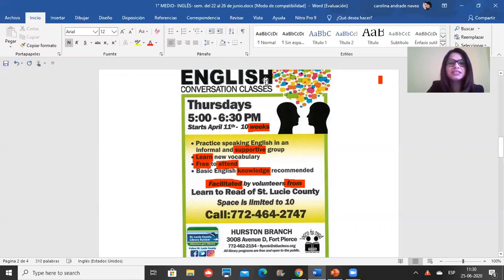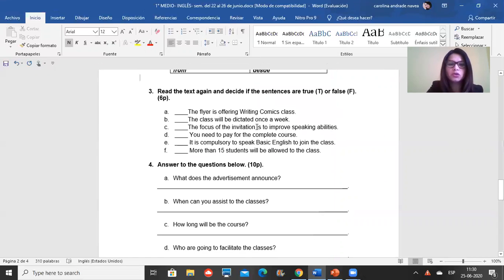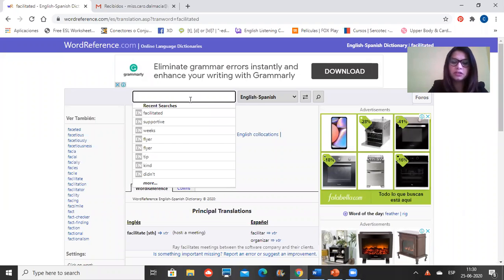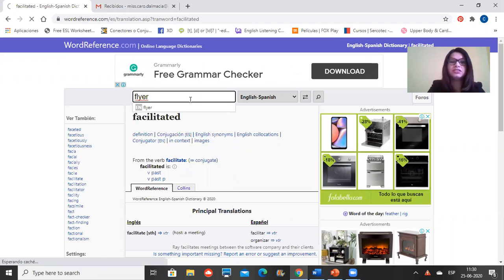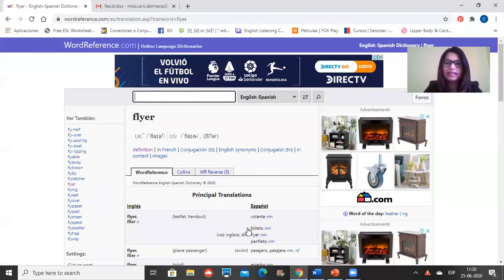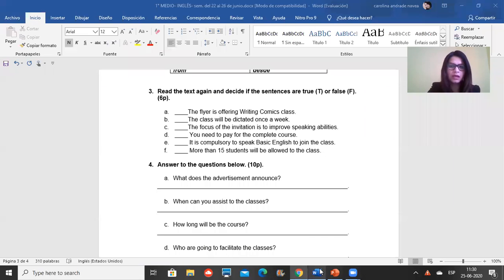Okay, so English conversation classes, right? I have to read it again in order to answer the true or false. It says, the flyer is offering writing comics class. What is flyer? I don't know the meaning of flyer, so I can go again to the dictionary and look for the meaning. So we can understand the questions also, right? Not only the text. And it says volante, folleto, panfleto. Okay, that's the flyer. So it is referring to the advertisement. All right? The flyer or the advertisement is offering writing comic class.